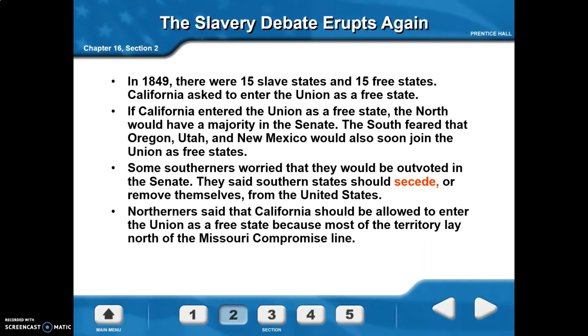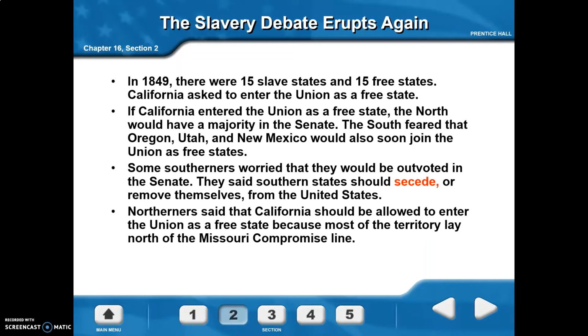So some Southerners worried that they would be outvoted in the Senate because of this, and some Southern states threatened that they would secede, or remove themselves from the United States completely. And that was a worst-case scenario for everyone involved. No one wanted anyone seceding or leaving the Union.